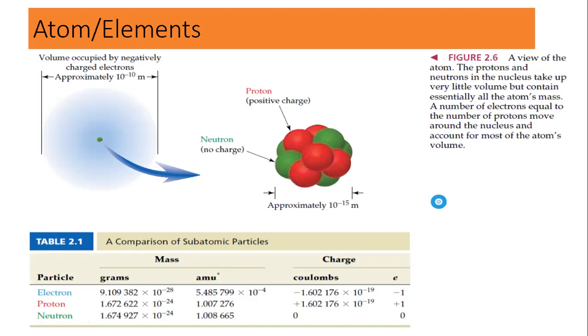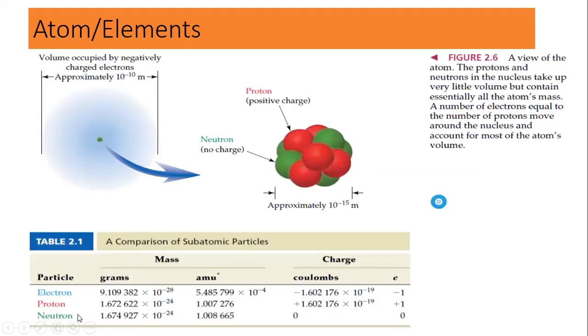If you compare the size of the nucleus with the whole atom, it is much smaller than the size of the atom. Let's suppose the size of the atom is 10 to the power minus 10 meter, and the size of the nucleus is 10 to the power minus 15 meter. So this is the difference between the atom and the nucleus present in the atom.